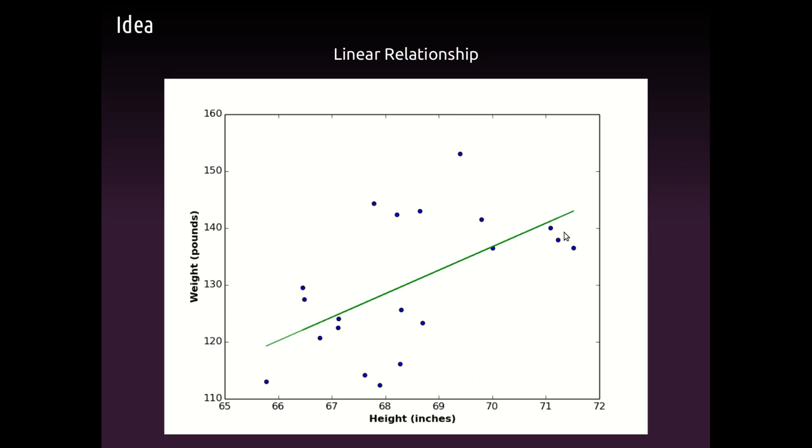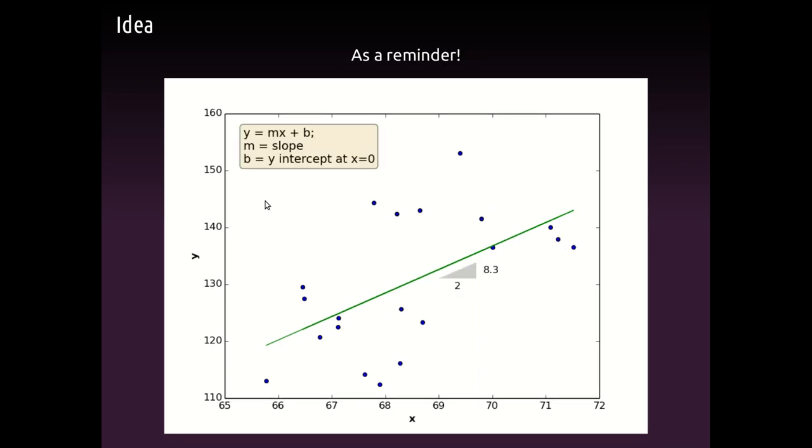As a reminder, we know that the linear equation is represented by this very simple mathematical formula, y equals mx plus b, where m represents the slope of this linear function, and b represents the point at which the linear function intersects with the y-axis at x equals 0.